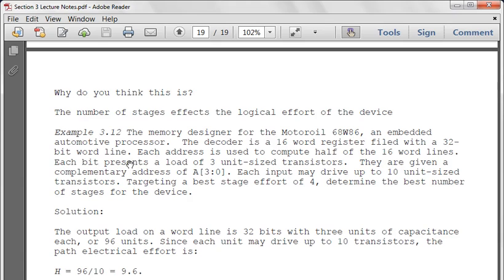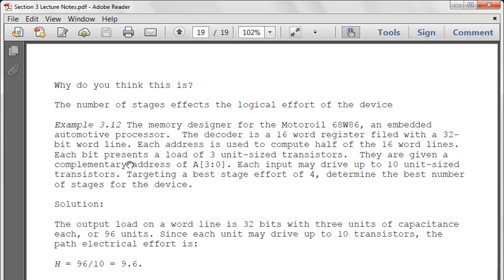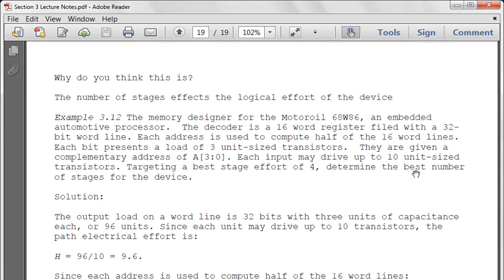Each address is used to compute half of the 16 word lines, and each bit presents a load of 3 unit size transistors. They are given a complementary address of A[3:0], and this becomes important because this is 4 bits. Each input may drive up to 10 unit size transistors. Targeting a best stage effort of 4, determine the best number of stages for the device.